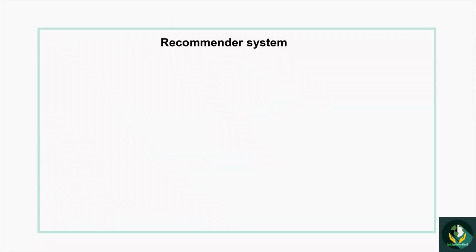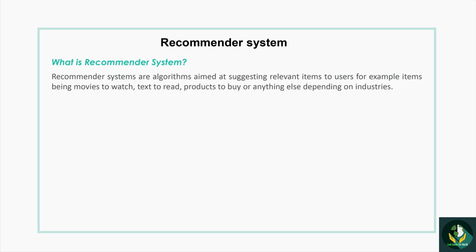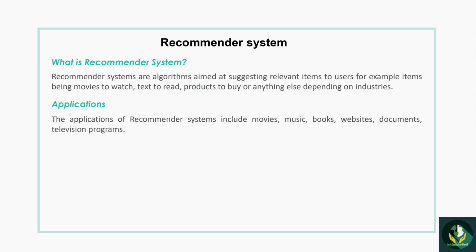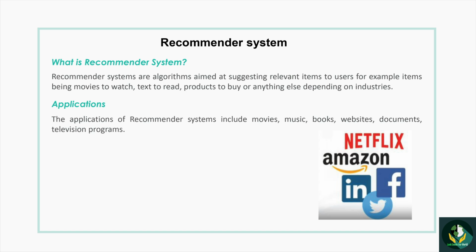Our last section is the recommender system. So what is the recommender system? Recommender systems are algorithms aimed at suggesting relevant items to users. For example, items can be movies to watch, text to read, products to buy, or anything else depending on the industry. So what are the applications for this system?